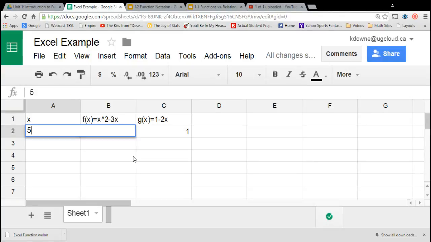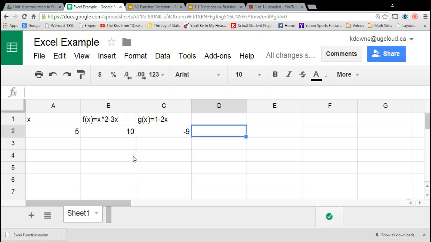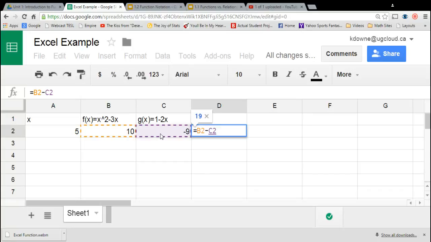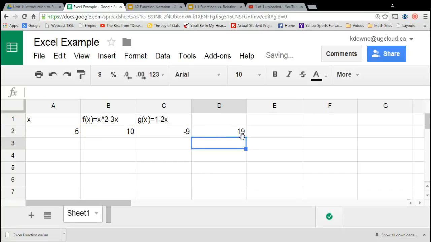If we sub in 5, we actually see the two numbers that we got right away. This is f of 5, this is g of 5. Then what we can do is take those two outputs and subtract them. We can do f of x subtract g of x, and the program will do the subtracting for you, and we get that number that we got, which is 19. And so this is the output.